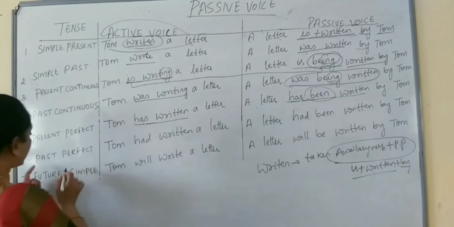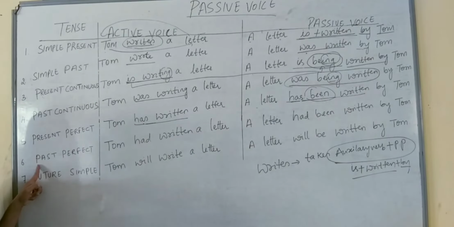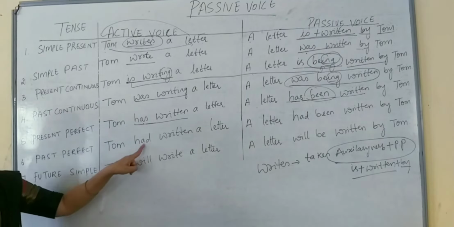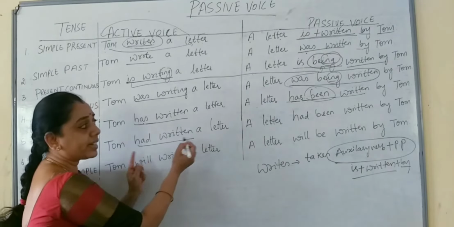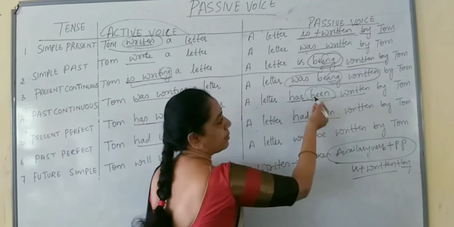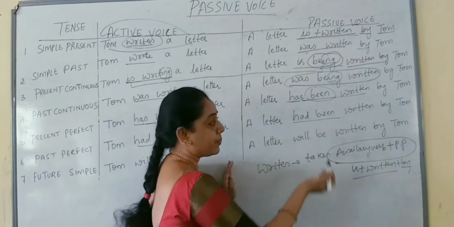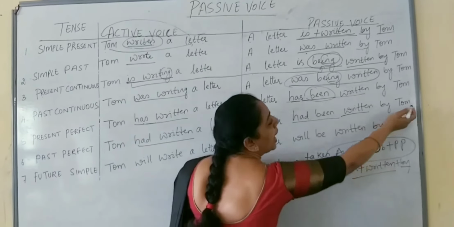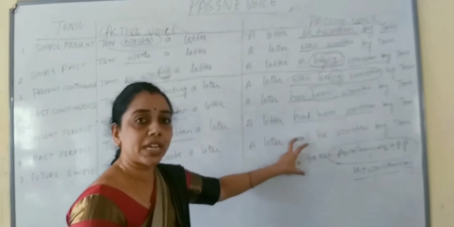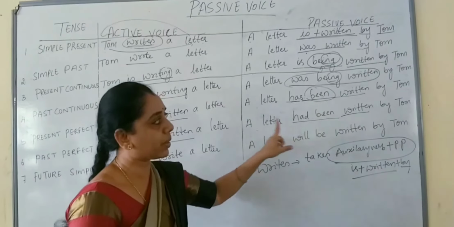Now, present perfect and past perfect tense. Present perfect is has written, past perfect is had written. So, had written, how do you change this? A letter had been, same as has been, had been written by Tom. I think I am only telling you that the verb changes, the whole sentence remains the same for you.